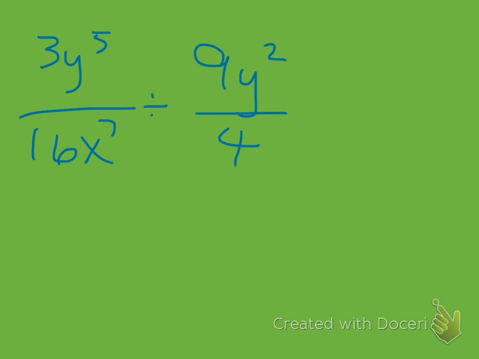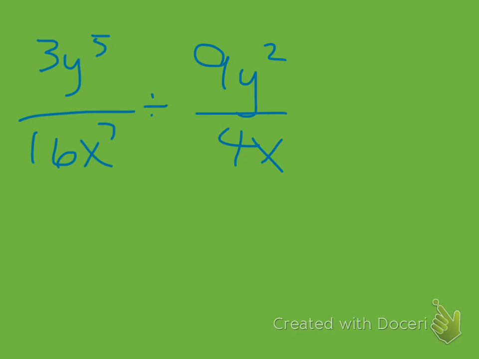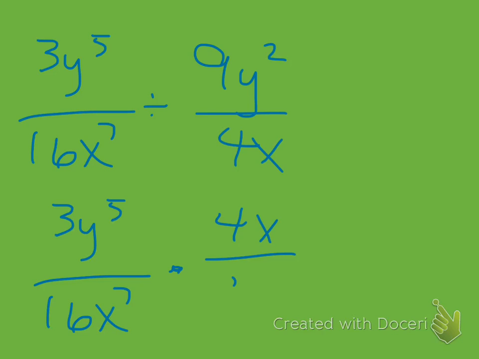So if I had 3y to the 5th over 16x to the 7th, excuse me, divided by 9y squared over 4x, I rewrite it, but then I multiply by the reciprocal of this one. So I put the 4x up here and the 9y squared there, just like I did before. The rules of math still apply.